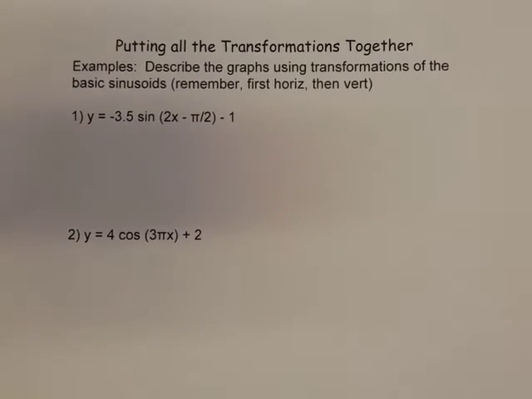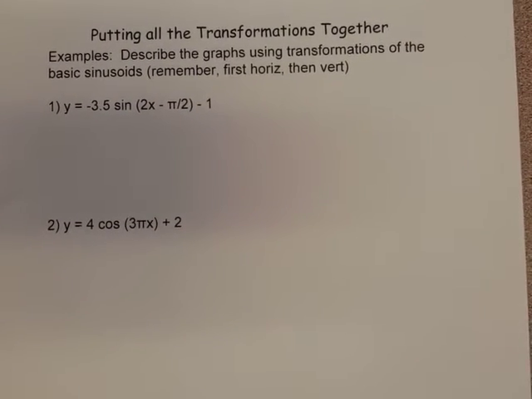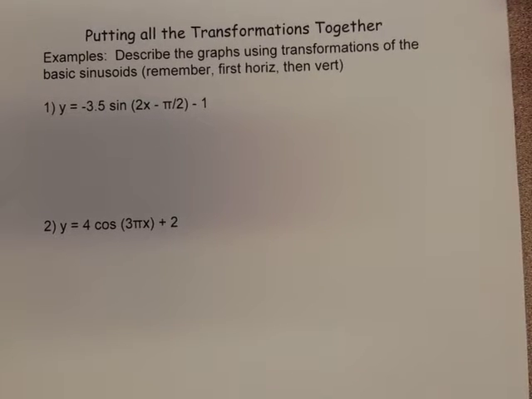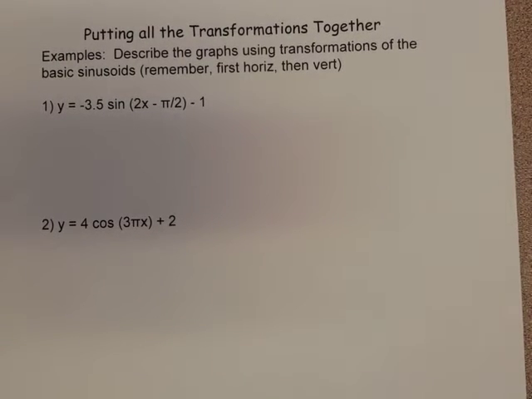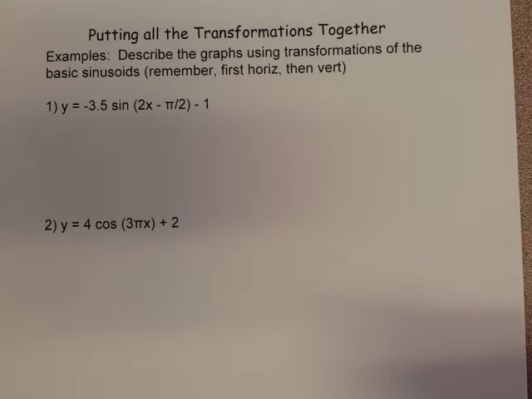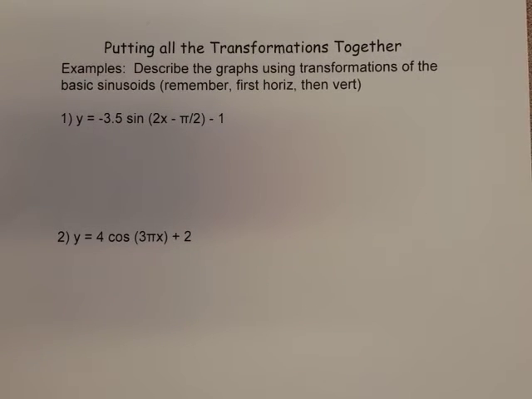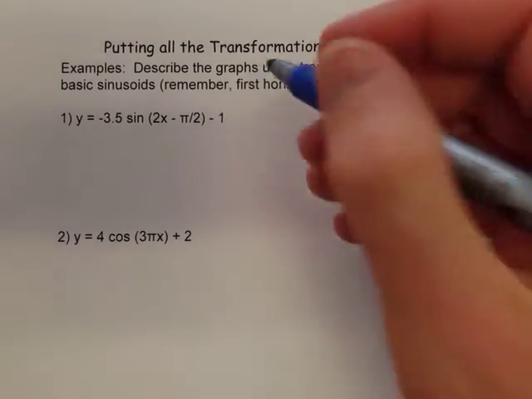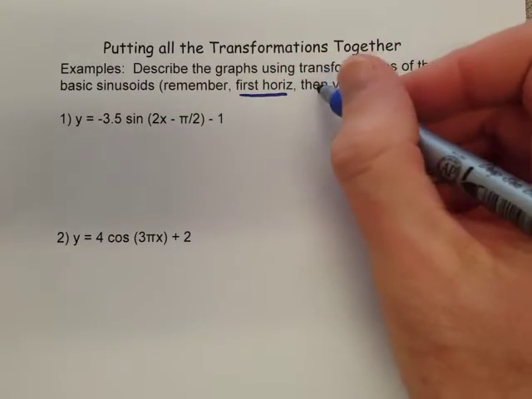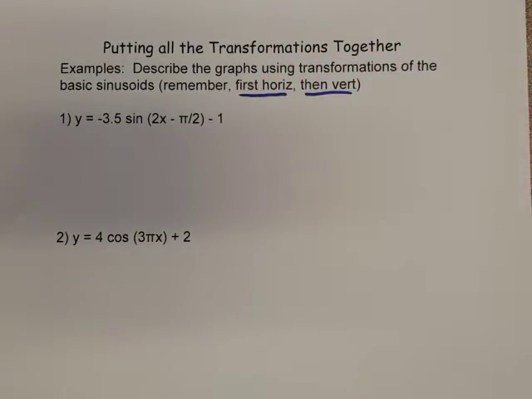In 4.4 day 2, I mentioned that pretty much everything is about transformations, and so we're going to put all these transformations together here today. For two examples you see there are lots of transformations going on, and we have to go in the order that was prescribed to us earlier on in the year. Things to remember when you're doing these transformations is we're going to do first horizontal, then vertical. That just follows the order of operations, allows us to do the right things.